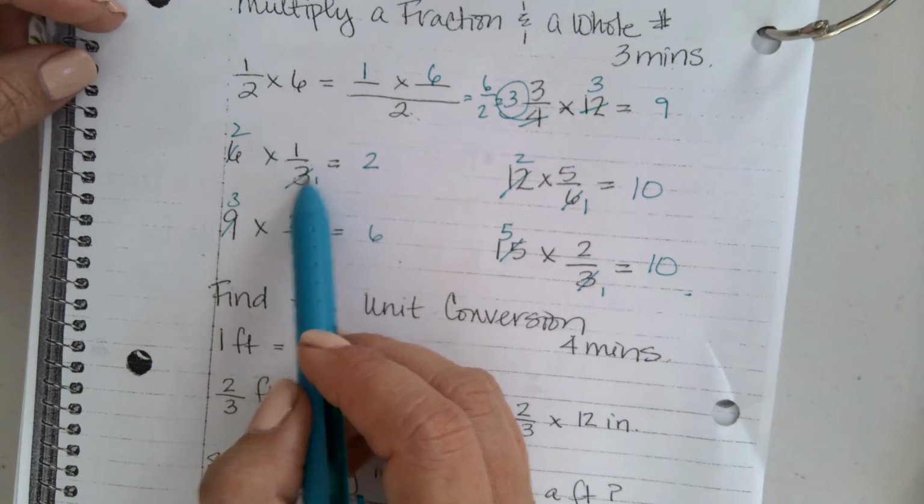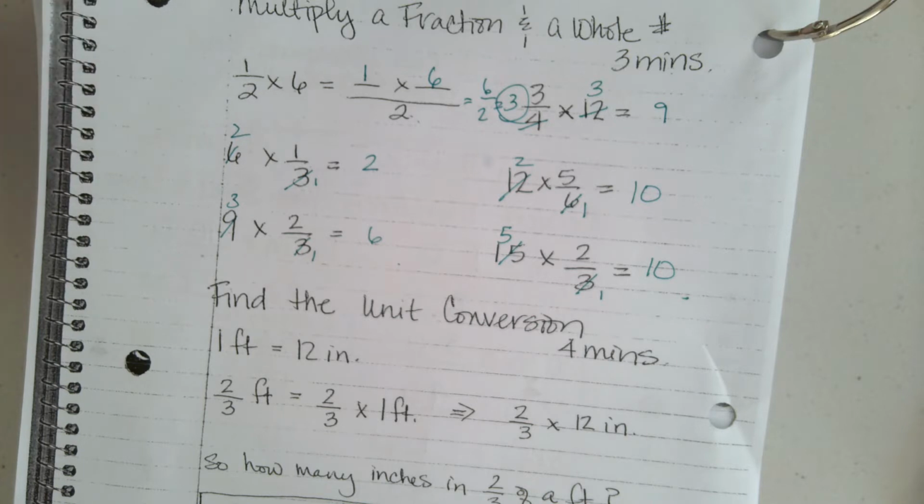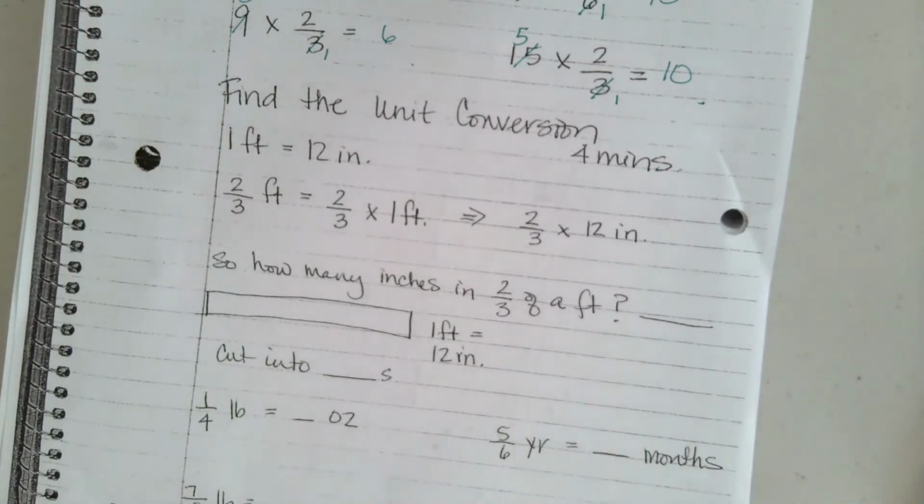6 times 1 and a third. 9 times the 2 and 2/3. So 9 copies of 2/3, 6 copies of 1/3, right? All right. Finally, for our little review, this is going to review lesson 9.